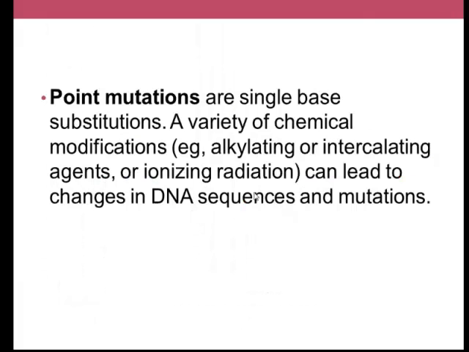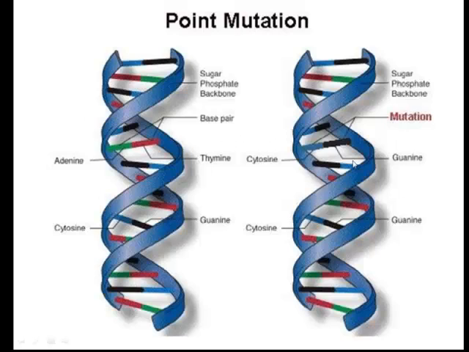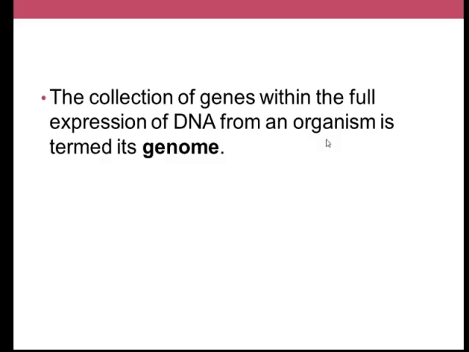Point mutations occur if a single base is substituted or altered. There are a variety of risk factors that may lead to this condition of gene mutation, like alkylating agents and ionizing radiation, and these risk factors may lead to change in DNA sequence and occurrence of mutations. This single point mutation involves substitution, or replacement, of a single base on the DNA molecule.